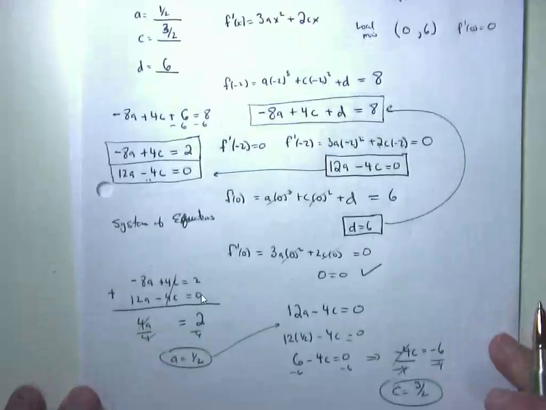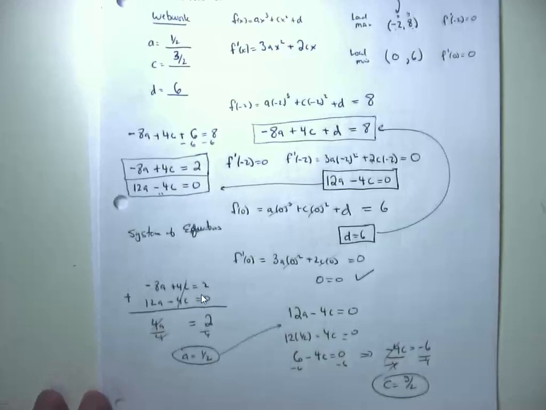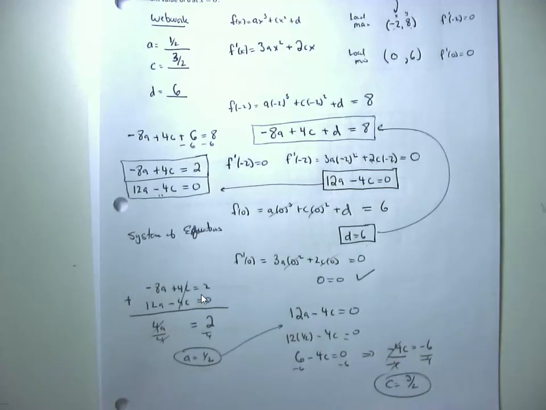And so I end up getting my solutions to the problem. A is 1/2, C is 3/2, and D is 6. It's using the information about the original function, and because these are max-min points, the derivatives being equal to 0, creating systems of equations. Everybody's got a WebWork from section 4.3 just like this. Does that make sense? Questions?